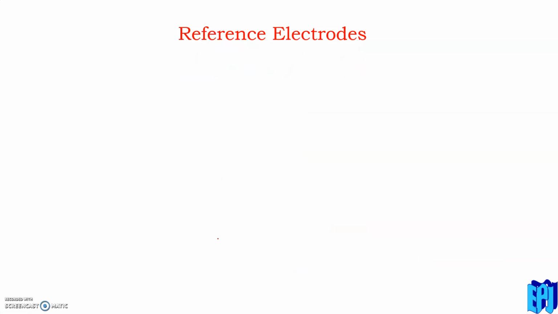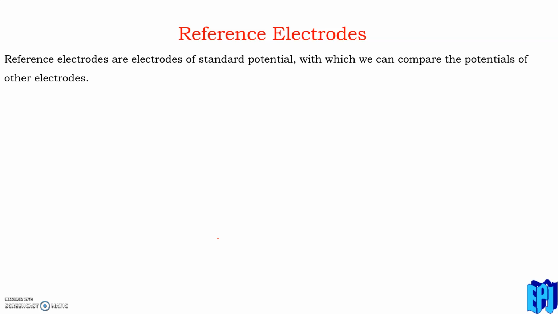So, the first topic is reference electrodes. Do you have any idea about reference electrodes? Let us move to that. Reference electrodes are electrodes of standard electrode potential with which we can compare the potentials of other electrodes. The main application of reference electrodes is to determine the electrode potential of another electrode, since the potential value of that reference electrode is known to us.